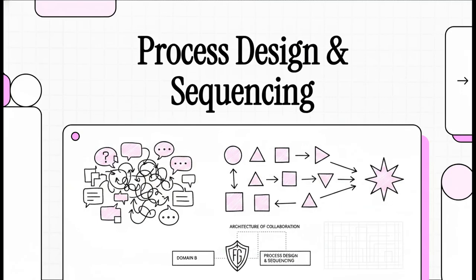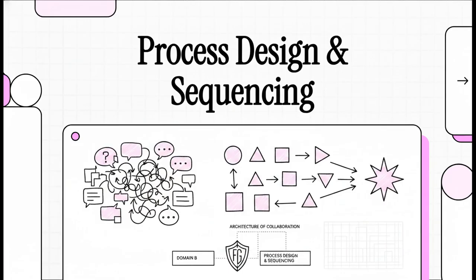Process design and sequencing, building the container. So you know that feeling when you walk into a room and collaboration just feels like absolute unstructured chaos? Now compare that to a session where ideas are just flowing effortlessly and every single person is deeply engaged. Well, the difference between those two scenarios isn't magic, it's intentional design.